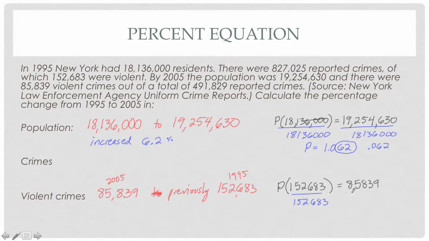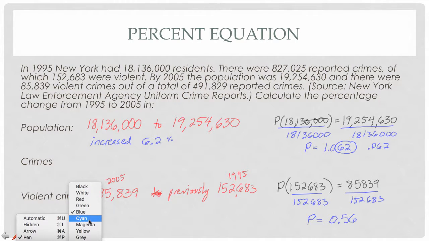When I solve that, I'm going to divide both sides by 152,683. And if I do the math there, we get 85,839 divided by 152,683. And we get p equals 0.56, rounded. Okay, what does that mean? Well, it means 56% of the original amount is what we had left. So 56% of the original crime rate is what it is right now.